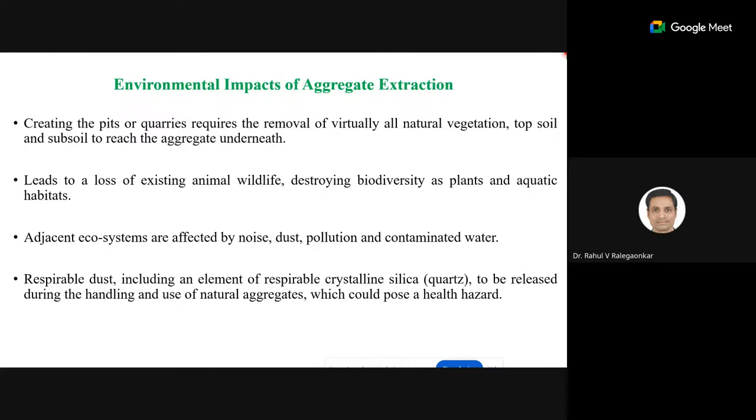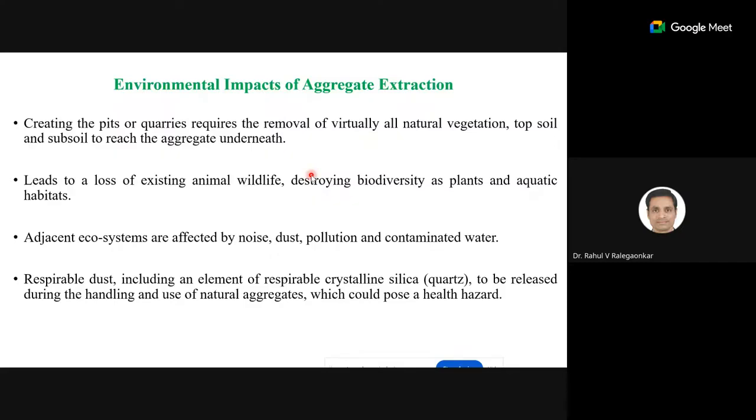Now, for aggregate extraction, some of the points are mentioned, like last class also, as I said, we need to create pits and quarries, which is typically not good, where you may lose fertility of soil over a specific patch. Then coming to the second point, as I said about the aggregates, if we are doing quarrying, we are going to lose life on Earth, which is also one of the themes of sustainability.